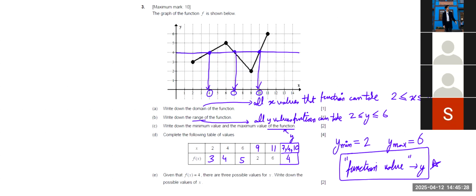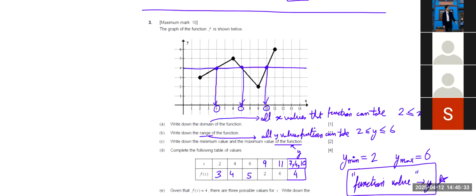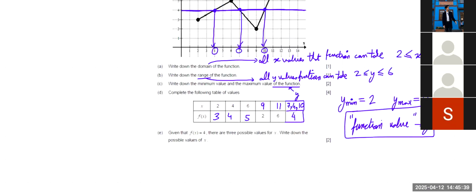Good. Yeah, so this is a very important idea. Sometimes your function will have multiple x values that give you the same y value, okay? Do not get confused with this. Now let's look at part E. This is a very important one. Given that f of x equals 4, what does that even mean? It means that y is equal to 4 because f of x is the same as y, okay?